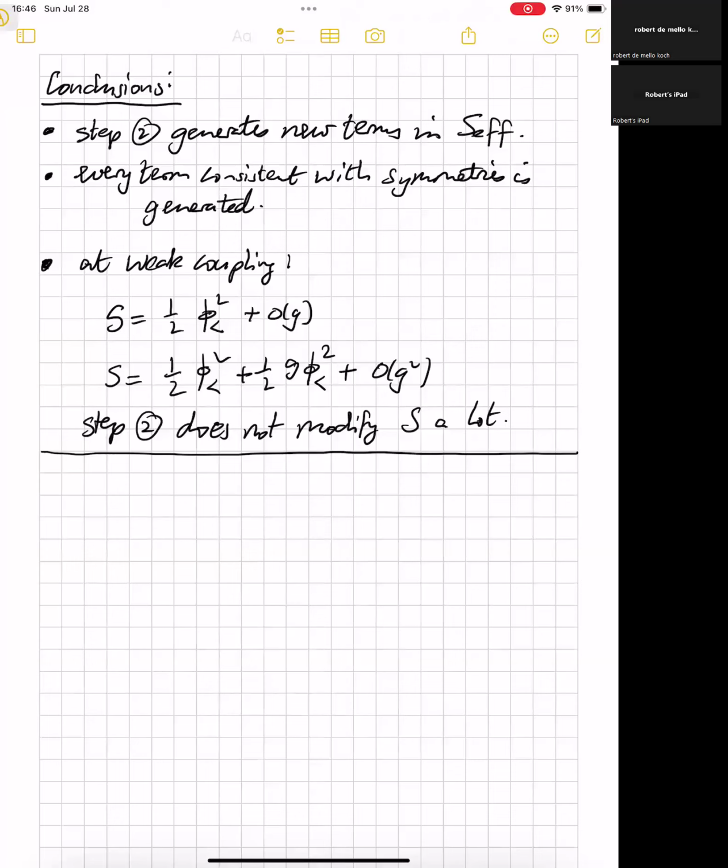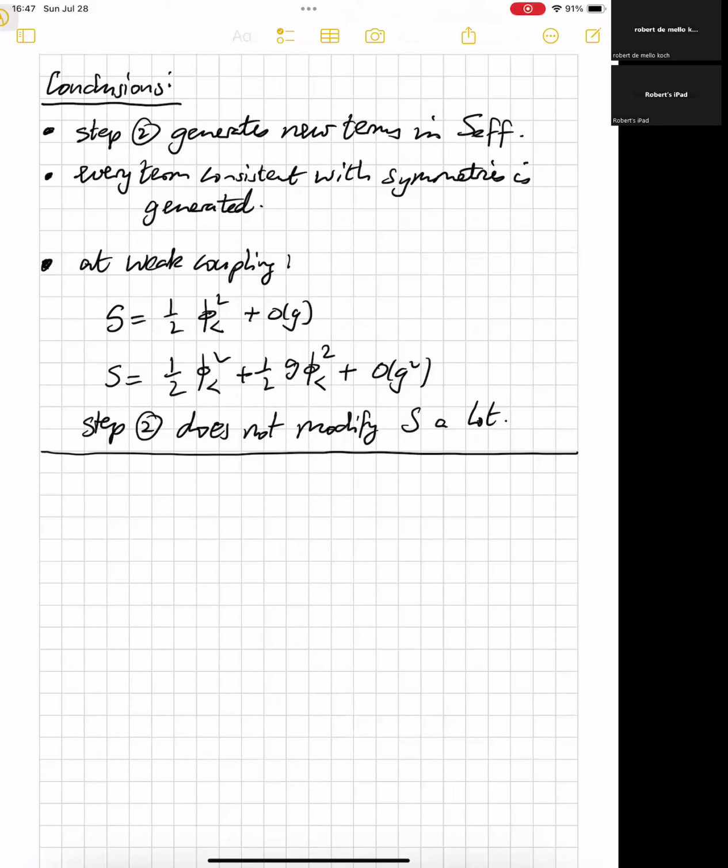So what symmetries would we have? Well, we'll definitely have Lorentz invariance always. So the terms that are generated would be Lorentz invariant. For the phi-4 theory that we were studying, we would also have a symmetry under phi goes into minus phi. And then finally, we've also seen that at weak coupling, step two doesn't necessarily generate very big effects. So at weak coupling, the effect generated by step two can actually be very small.